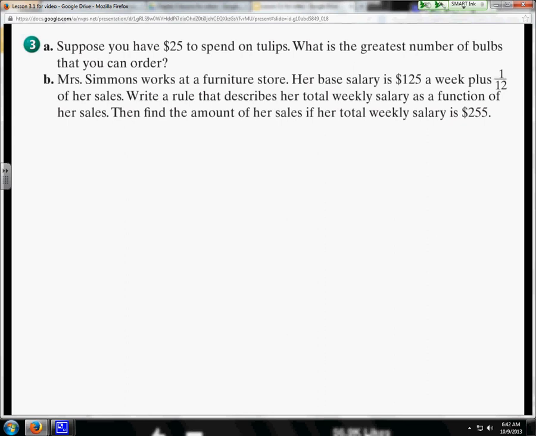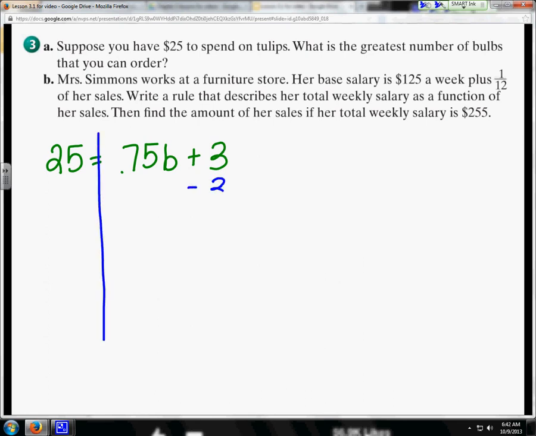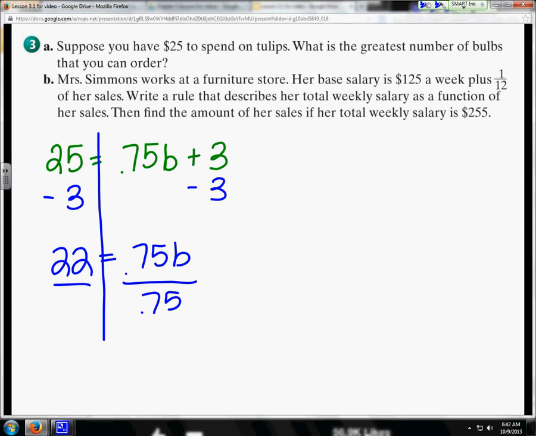All right, you have $25 to spend on tulips, so I'm going to put that out front. $25 is 0.75 per bulb plus 3. So I'm going to draw my line. I'm going to minus 3 from both sides. So then I get $22 equals 0.75b. I'm going to divide by 0.75. So 22 divided by 0.75 is 29 bulbs I can order.